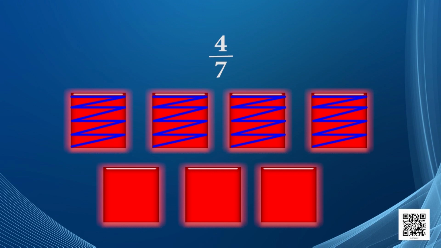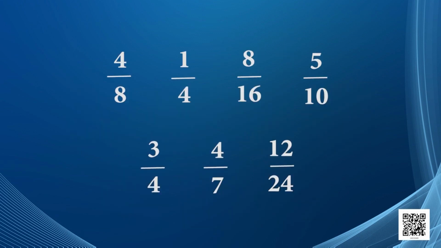What about 4 upon 7? Out of the 7 boxes, 4 are shaded. It is not half. So 4 upon 7 is not equivalent to 1 upon 2. So what are the numbers equivalent to 1 upon 2? They are 4 upon 8, 8 upon 16, 5 upon 10 and 12 upon 24.